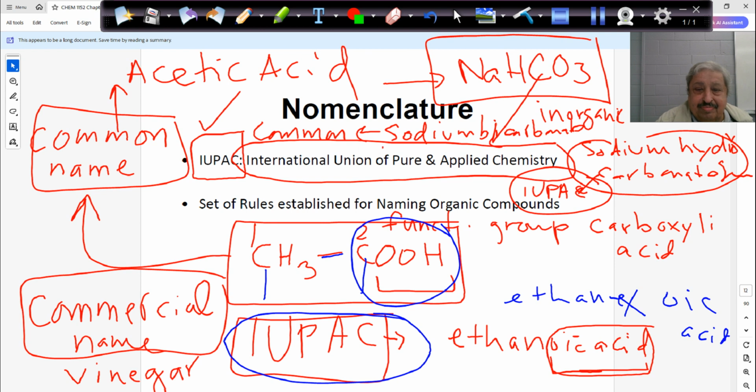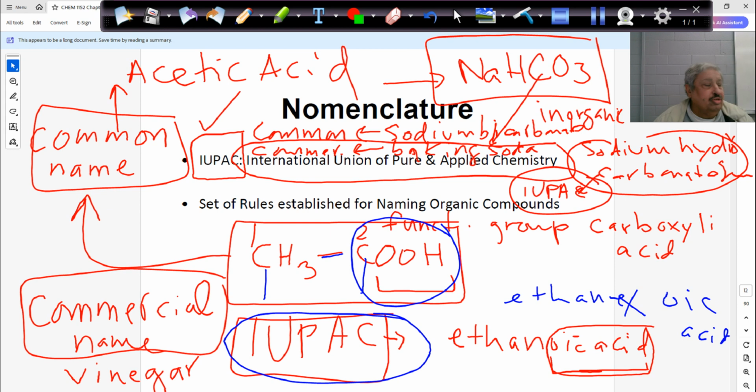Baking soda here, to bake. Baking soda is what? The commercial name. That's what you can find. Commercial name means you find it on the shelf in the stores. So this is just an inorganic. So IUPAC is not only organic. It can be. This is an union, association, for naming compounds.